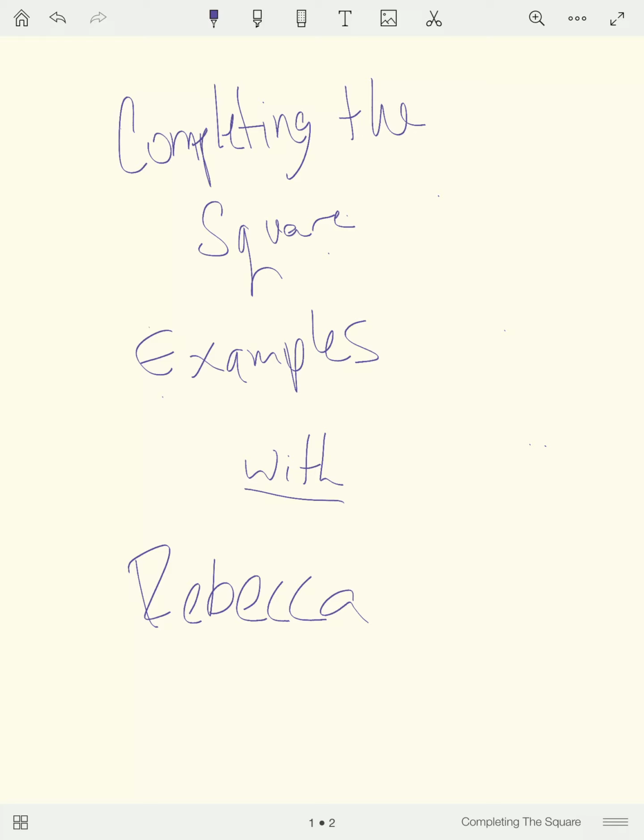CCC Tutor Rebecca, and today I'm going to be going through some examples of completing the square. Now, the first question is, why do we usually complete the square? And the easy answer for that is to put a polynomial into what they call vertex form.